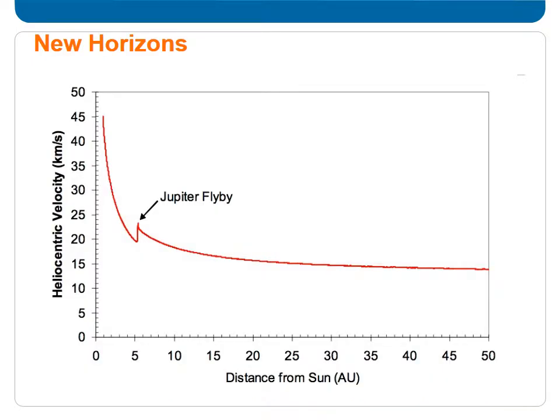New Horizons was launched from Earth with a speed of 45 kilometers per second, the fastest any object has been launched from Earth. It only flew past Jupiter, which gave it a modest increase in speed. It still has enough speed to escape from the solar system after it passed Pluto in the summer of 2015.